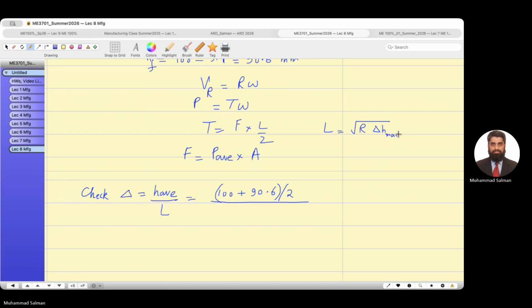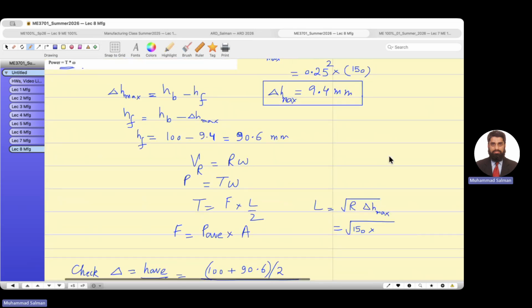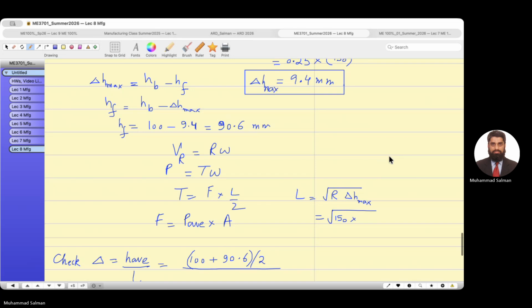Maximum. Okay, guys. So what is R? Radius of the roller is 150 millimeter. And the maximum thickness reduction is 9.4 millimeter. So you get 37.6 the arc length inside the metal slab. You get the same answer. Can you verify?